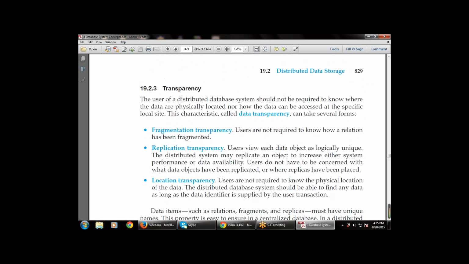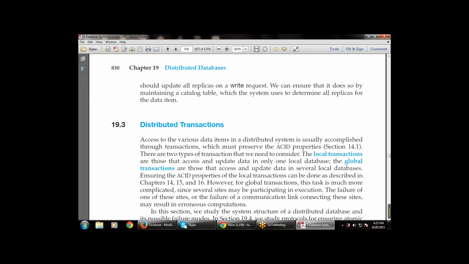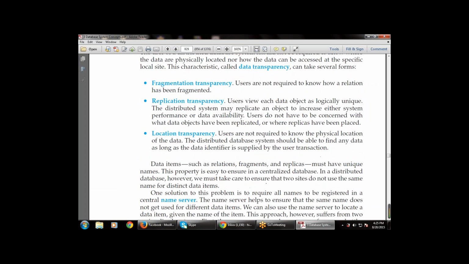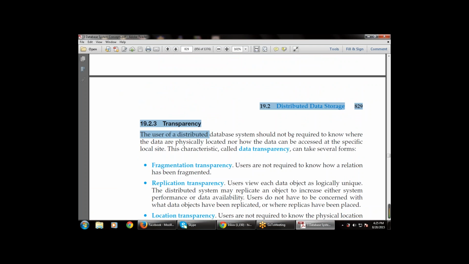Then next is transparency, that is, what are the various transparencies available in database systems. The user of a distributed database system should not be required to know where the data is physically located, nor how the data can be accessed at a specific location. One of the characteristics of the database is data transparency, which takes several forms. One is fragmentation transparency. Users are not required to know how a relation has been fragmented. The fragmentation is not visible to each and every user.